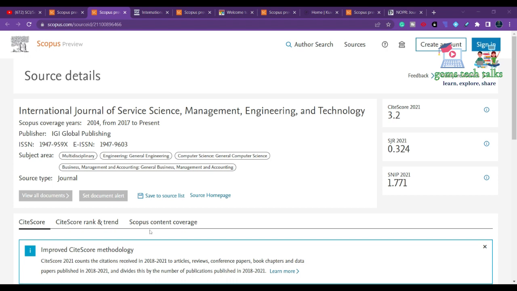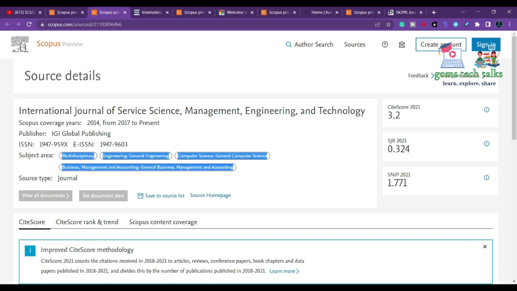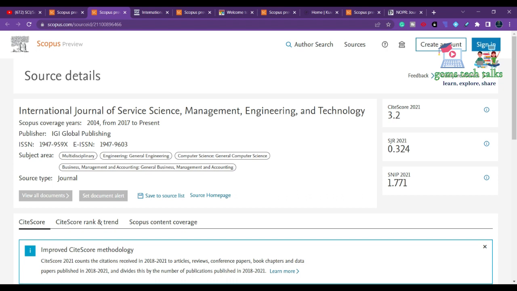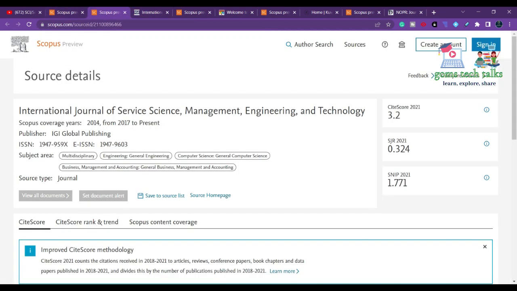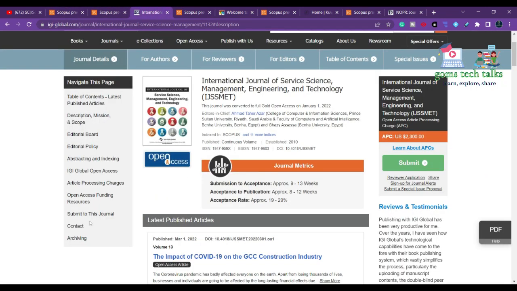So in the Scopus homepage itself, you can find what the scope of this particular journal is. Multidisciplinary: engineering, computer science, business management, accounting, everything. And you can see that this is since 2017 to present, and this is an IGI Global publishing journal. If you click on this source homepage, it will redirect you to this page.